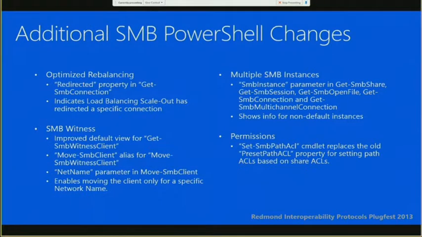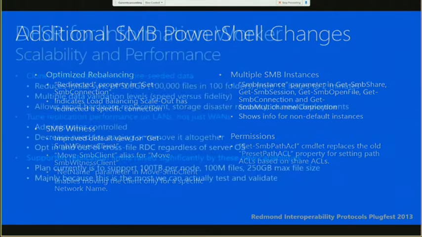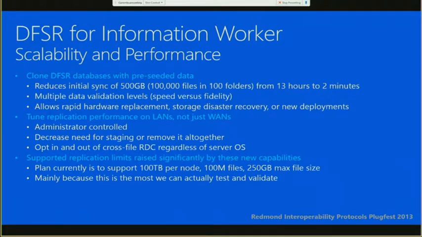All right. Then I'm not going to go into details, but this slide essentially highlights the other changes that have gone into the PowerShell-specific management of SMB, including some changes around optimized rebalancing, SMB witness, where we simplified some of the names, how you can get info on the multiple SMB instances, because by default we just provide the default instance information, and around the permissions that can be set. So I'll leave it up to you to look at that offline if you want to. So, Ned, do you want to talk about DFSR?